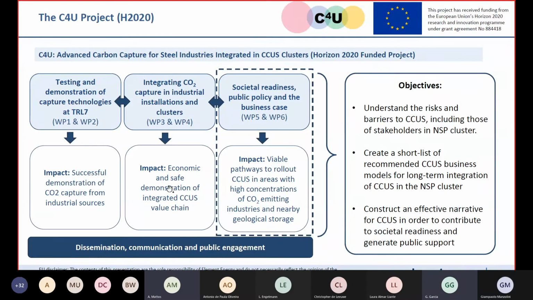Yeah, there you go. So as part of the C4U project, Engelmann Energy are working with Radboud University on a part of the project around public policy and business models. What we're aiming to do for this is to understand the risks and barriers to CCS, including those for the stakeholders in the North Sea Port cluster, and then to create a short list of recommended CCUS business models to help CCUS integration into that North Sea Port cluster and support its deployment financially, as well as constructing an effective narrative for CCUS to contribute to societal readiness and generate public support.